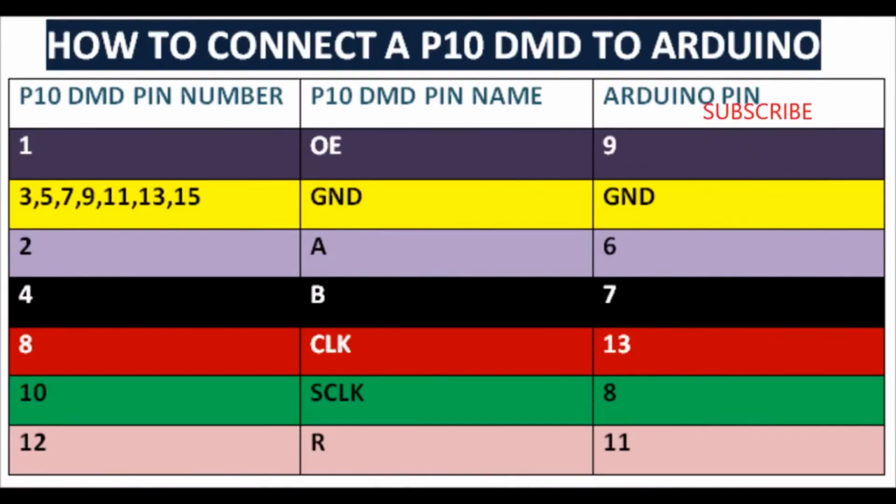Connect pin 8 of the P10 to pin 13 of the Arduino board, and pin 10 of the P10 to pin 8 of the Arduino board. Finally, connect pin 12 of the P10 to pin 11 of the Arduino board. This is how to make the connection. It is very easy and simple to make.